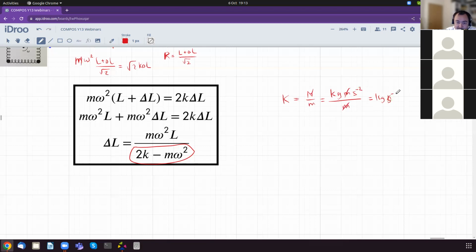Therefore, this is kilogram second to the power minus 2. Now, what is M omega squared? M is kilograms, multiplied by omega squared, and omega is radians per second. So basically, it's second to the power minus 2. A radian does not correspond to any physical quantity. It's dimensionless in physics. And you can see that these are equivalent.